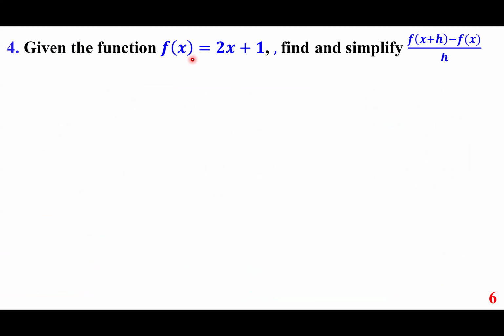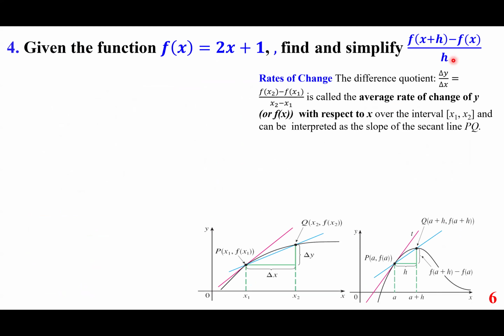Given the function f of x equals 2x plus 1, find and simplify f of x plus h minus f of x over h. And this is the difference quotient, and it's the rise over run in essence. Rates of change. The difference quotient delta y over delta x, which is equal to f of x2 minus f of x1 over x2 minus x1.